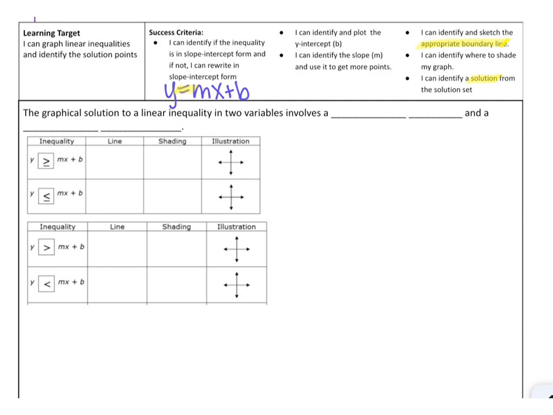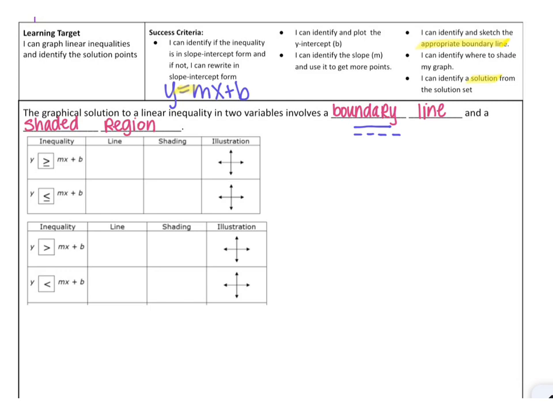The graphical solution to a linear inequality in two variables involves a boundary line and a shaded region. Now you might have heard me a second ago talking about the shaded region. It's either shading above or shading below. And a boundary line is either going to be a solid line or a dashed line. And then the shading can either happen above or below that line.